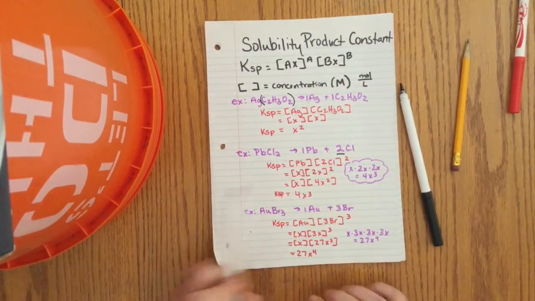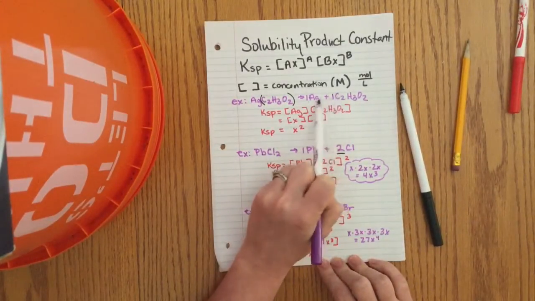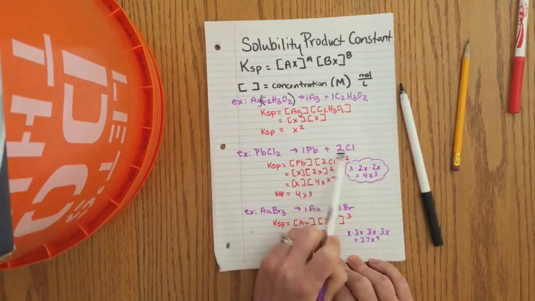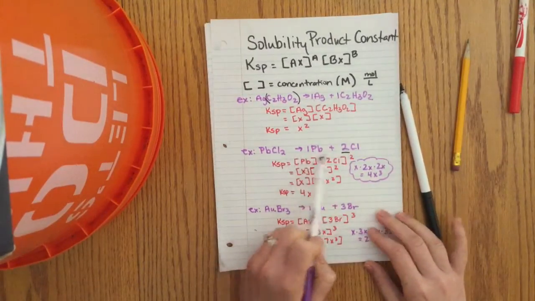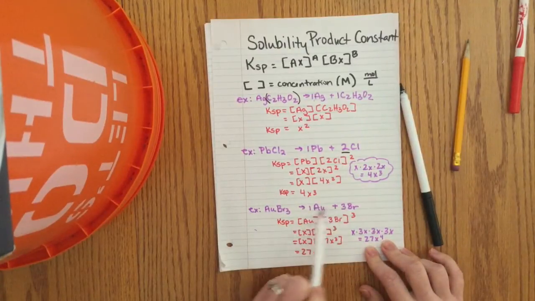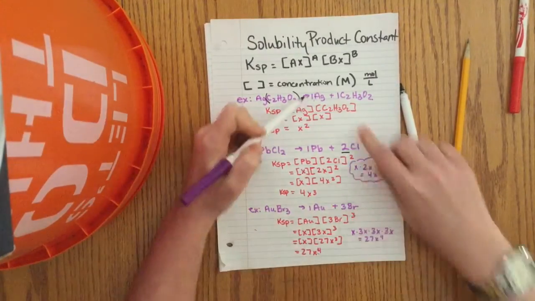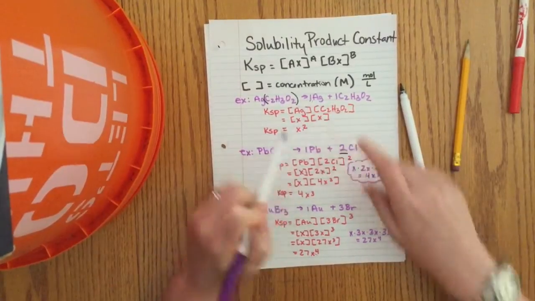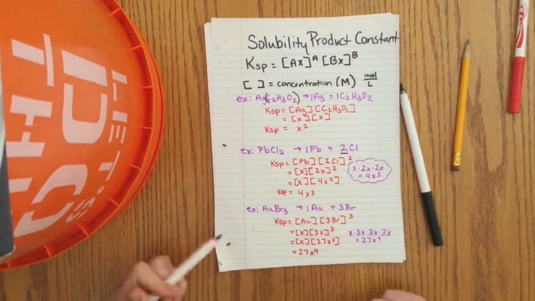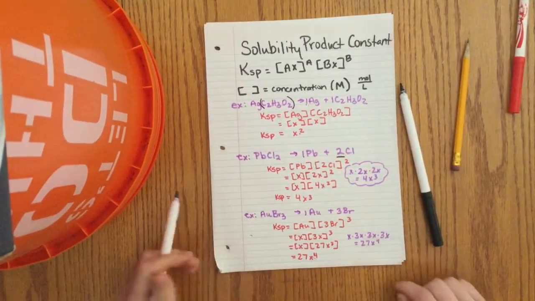Here's something interesting to look at. If they each ionize into a single compound, I'm going to end up with X squared. If they ionize into 3 parts, I'll end up with X to the third. If they ionize into 4 parts, I end up with X to the fourth. So 1 and 1 give me 2, 1 and 2 give me 3, 1 and 3 give me 4. That's just a quick way to double check and make sure that you got it right.